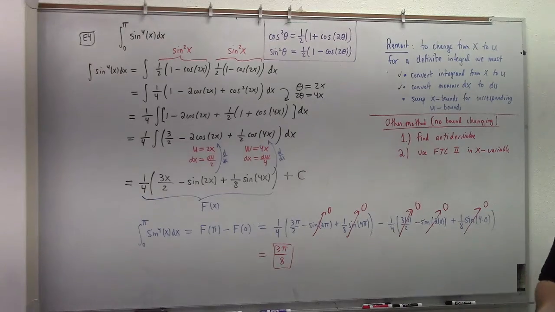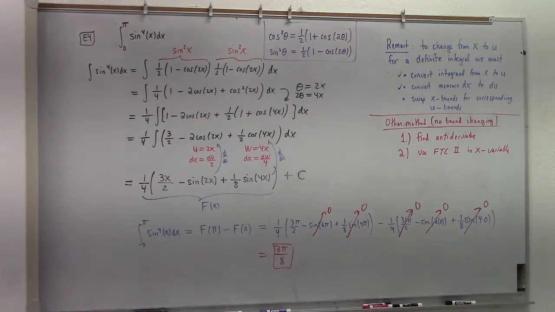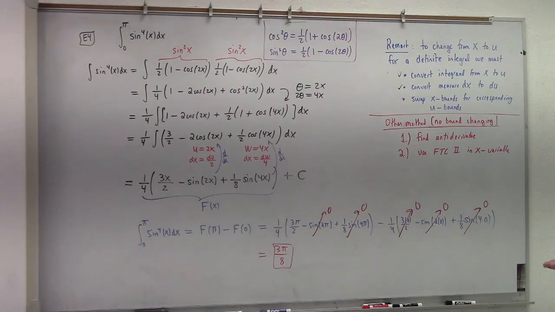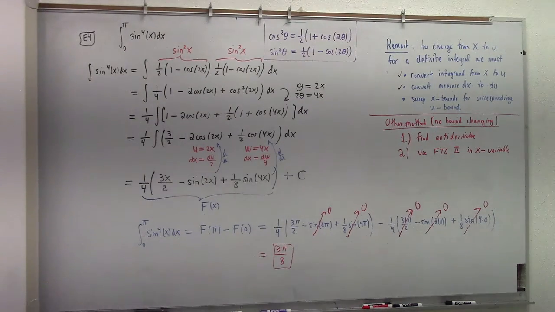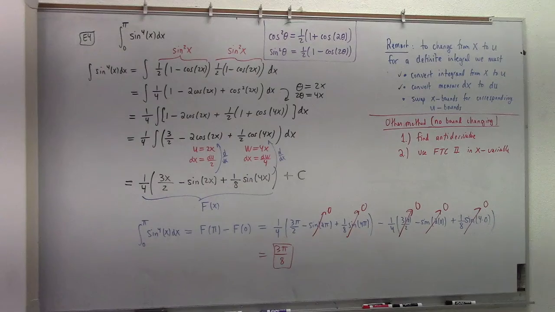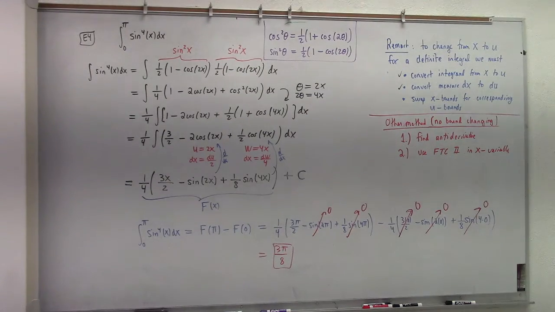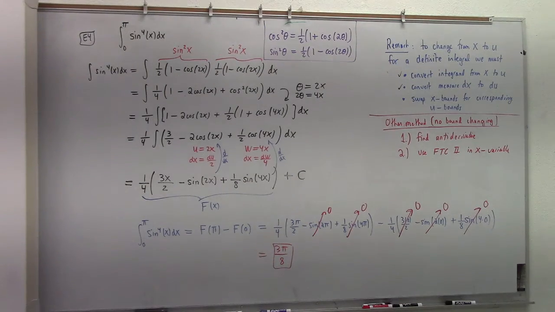So in my book, this is the kind of problem that warrants this approach. But you can always use this approach if you just don't like changing bounds. You can find the antiderivative and then come back and apply FTC2 to the original problem. What you can't do is write an integral with du where the bounds are still in terms of x. If you do that, I will take off points because it's a bad habit and it leads to mistakes.